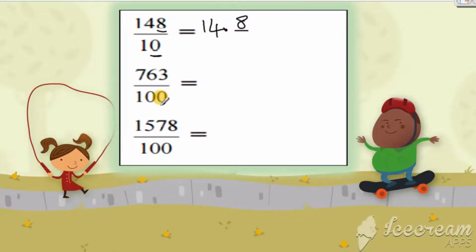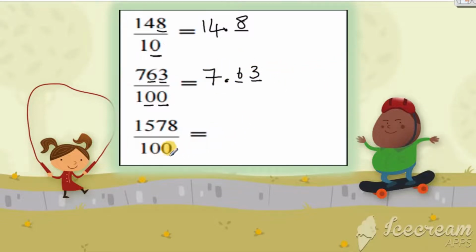And let's go here. This is 100. Okay, I put the decimal point and then 1, 2. The first two numbers here I'm going to put, 6 and 3, and the rest of the whole number here is 7. So I will write it as 7.63, or 7 and 63 hundredths.